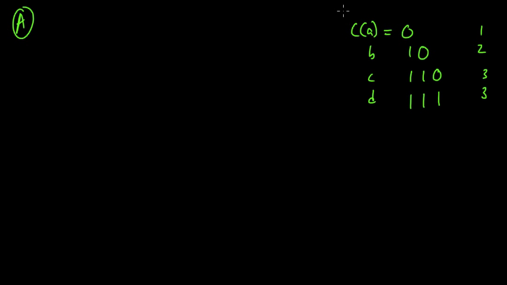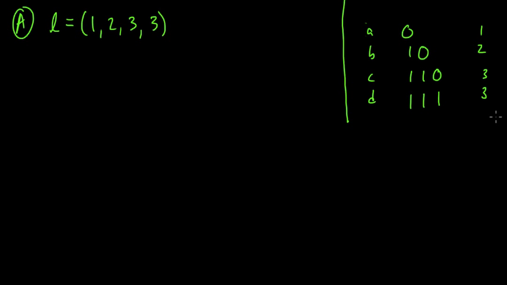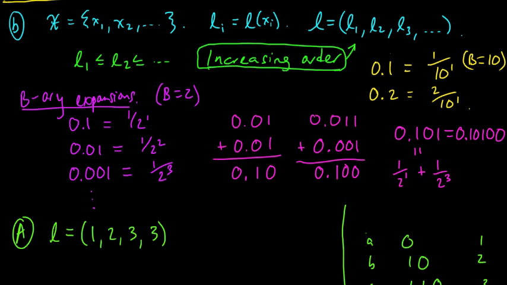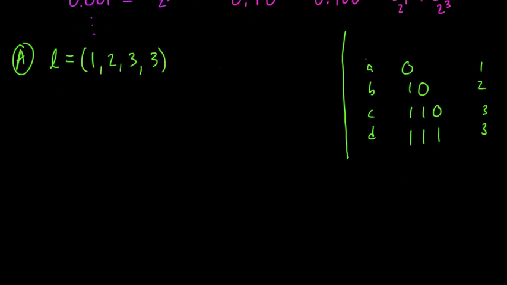So let's maybe just, starting from those lengths, apply the procedure. So now we're going to hide this. We're not assuming this code now. We're just going to take these lengths. So let's take L equals 1, 2, 3, and 3. So I'm using this notation here for the lengths.